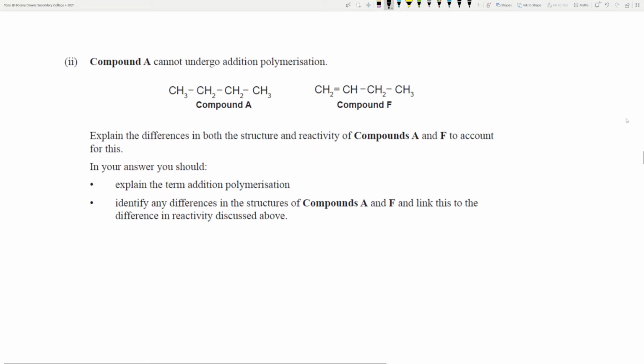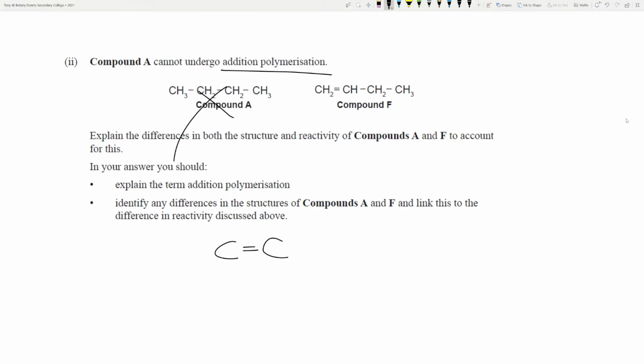Compound A cannot undergo addition polymerization. Of course not, because it doesn't have a double bond. So of course that doesn't undergo polymerization. So you need a carbon-carbon double bond, and you need to break the double bond in order for these atoms to connect to something else. Polymers are just repeating units of monomers, whereas monomers are just simple building blocks that get repeated.